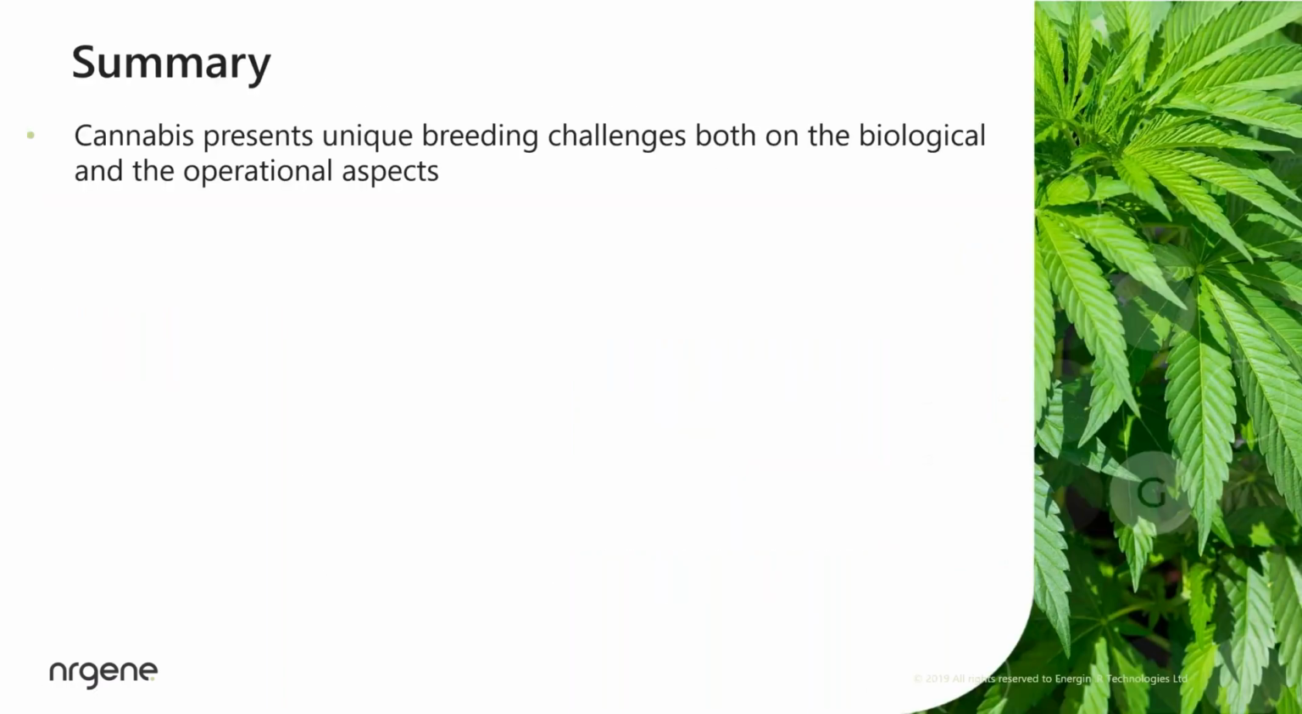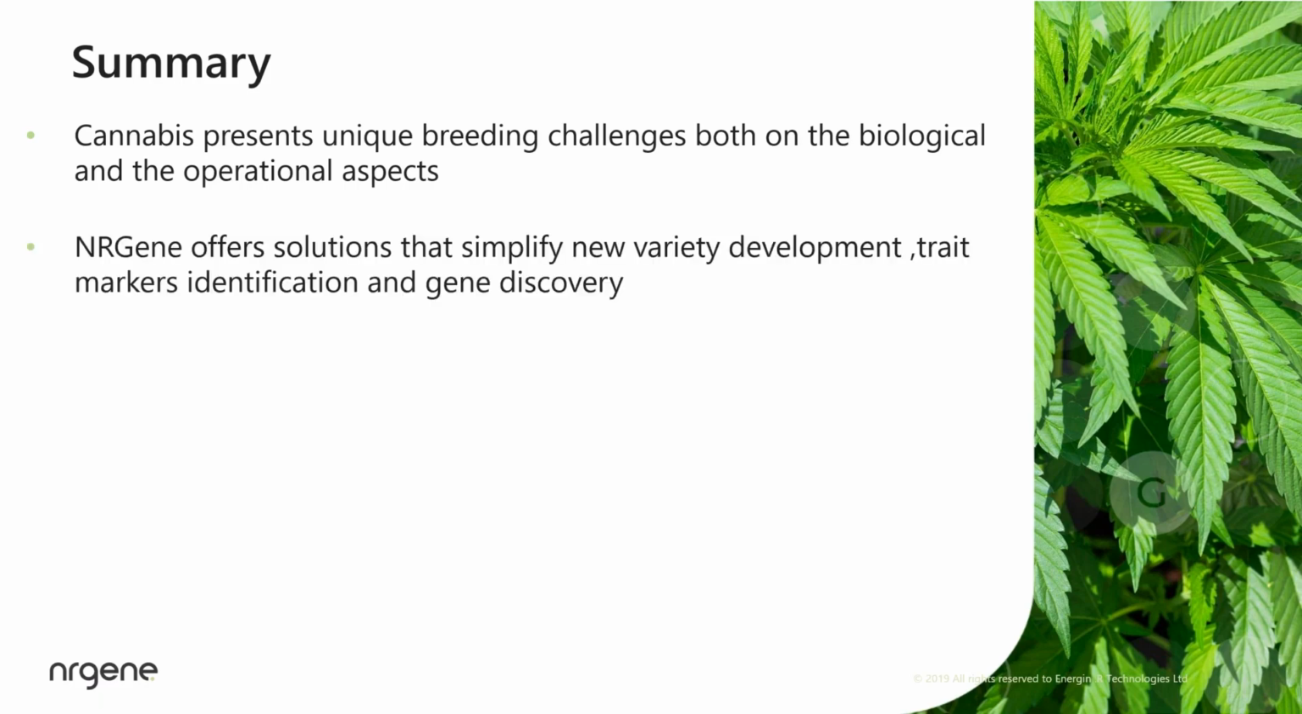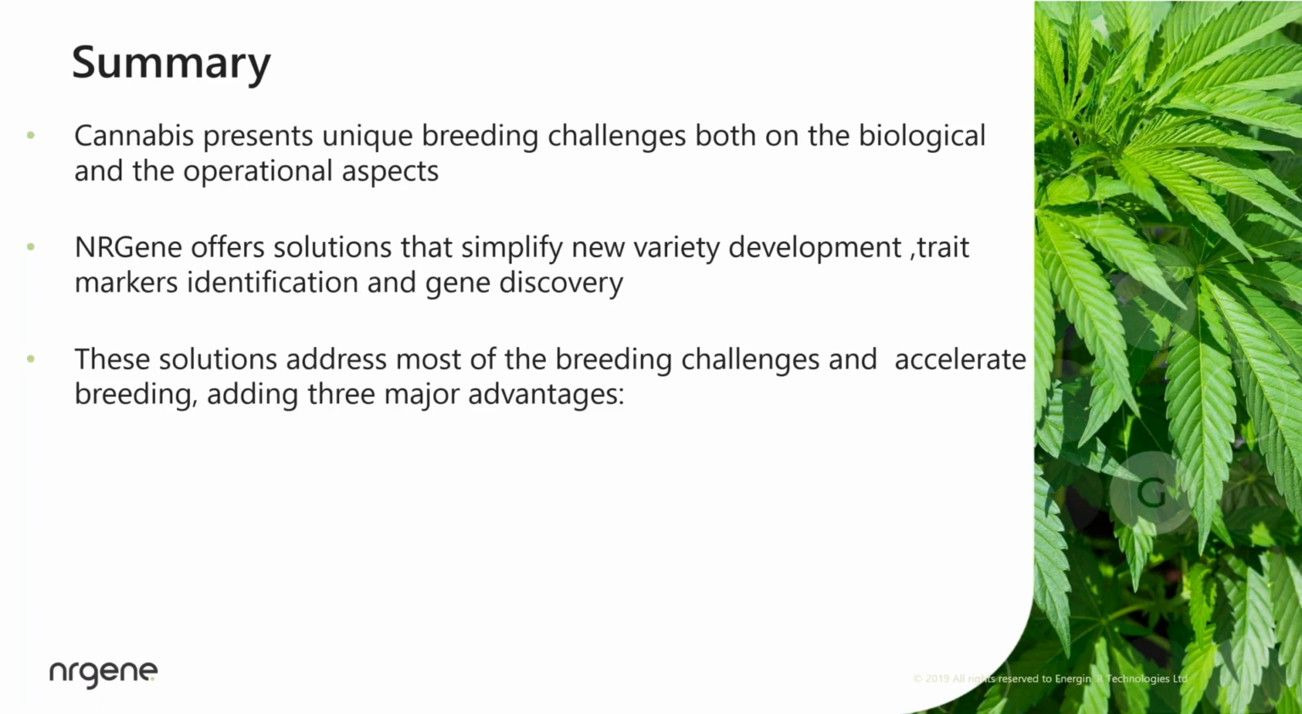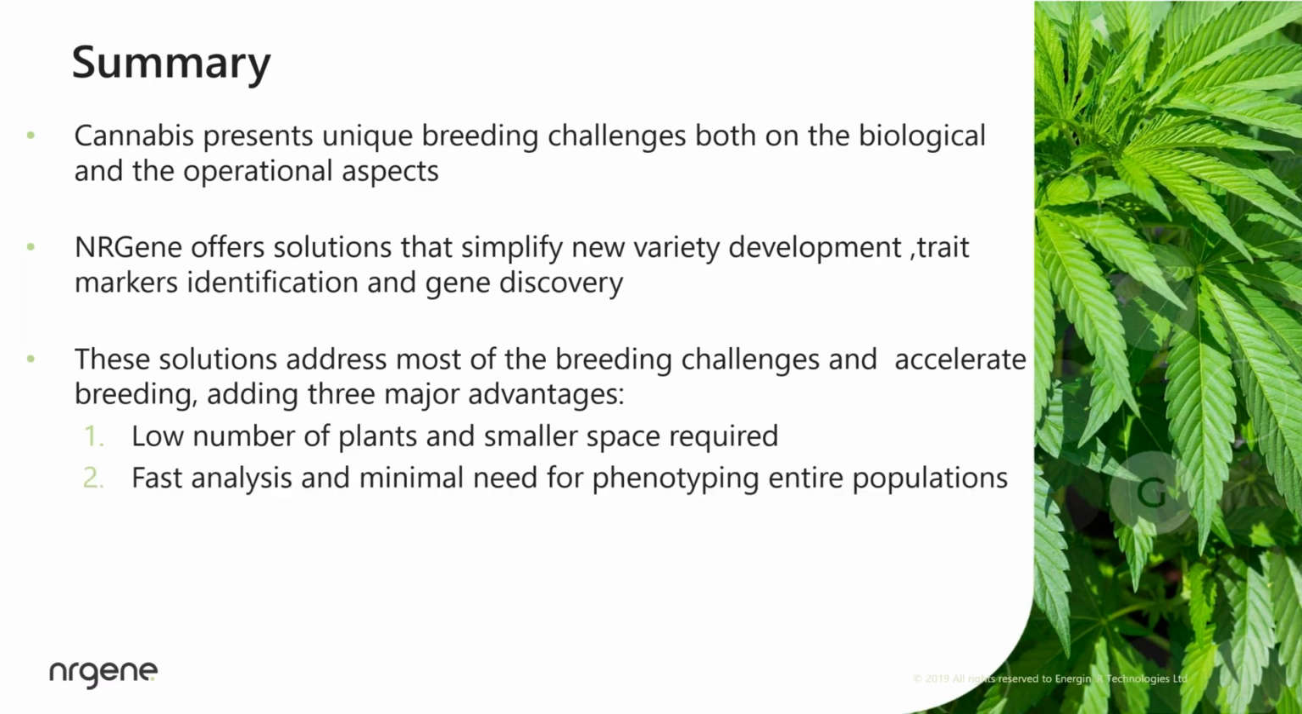So to sum up this talk, I would say that cannabis presents a unique breeding challenge, both on biological and the operational aspects. NRGene offers solutions that simplify the new variety development, trait marker identification, and gene discovery. We have addressed by these solutions most of the breeding challenges and accelerate the breeding, adding 3 major advantages. One of them is a low number of plants, so smaller space required and obviously lower cost.